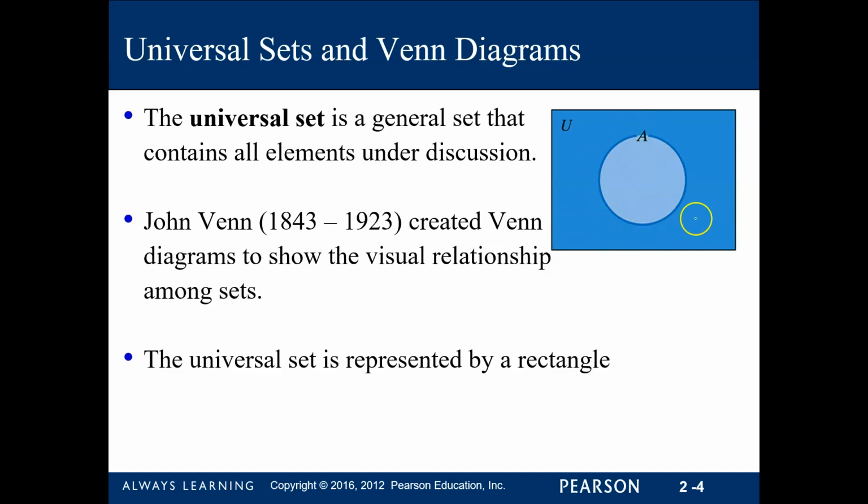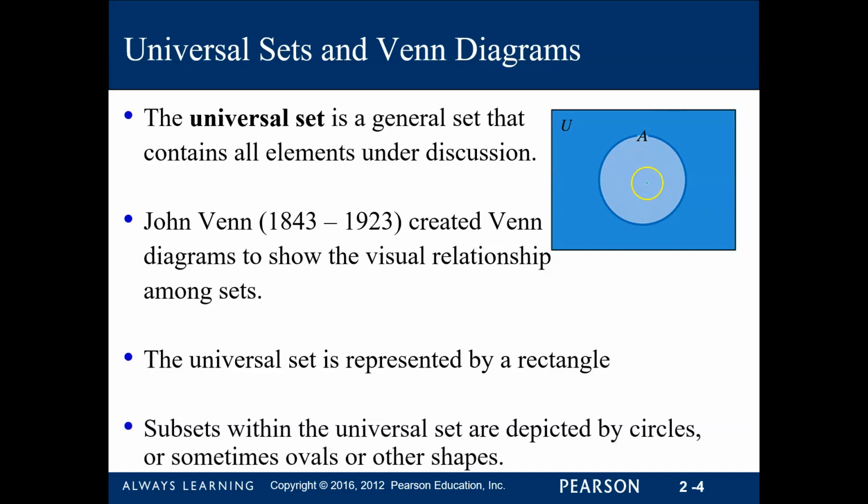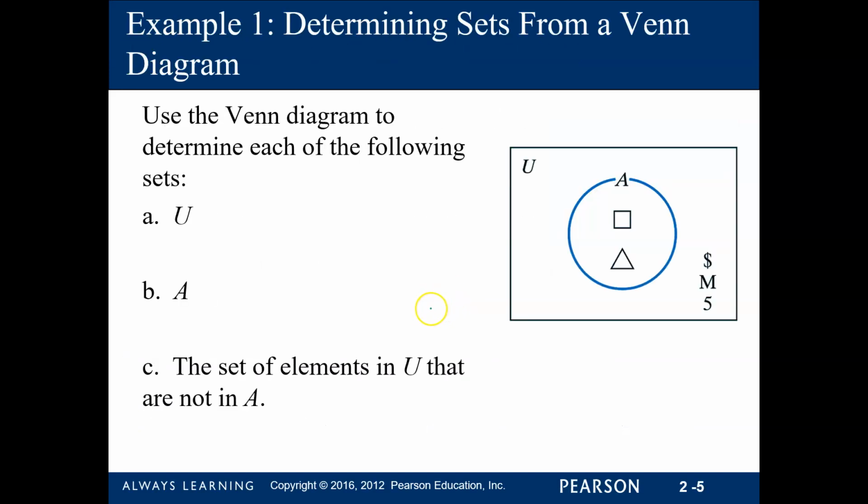Now, each circle or other shapes that you see inside a universal set are what we call the subsets. So here, some parts of the universal set belong to a certain set called A. The reason why it's called a Venn diagram is because John Venn created these diagrams to show visual relationships among sets. So let's take a look at how we can identify the elements of the sets that are mentioned here.